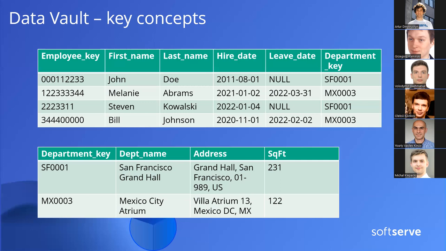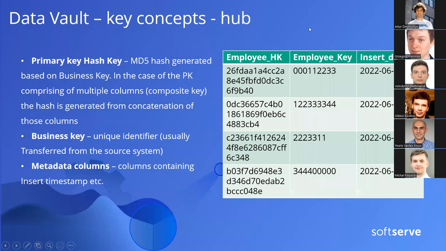So for instance, in the source system, we would have two tables. One is employees and the second one is departments, which contain both some attributes and a key, right? So the employee table has a department key, so that we are able to join them. And how do we model this simple relation in Data Vault? First we would create something called a hub. The hub uses the employee business key to associate it with a hash key. It stores just and only the business key, both in hash key and in normal form, and of course some metadata columns.